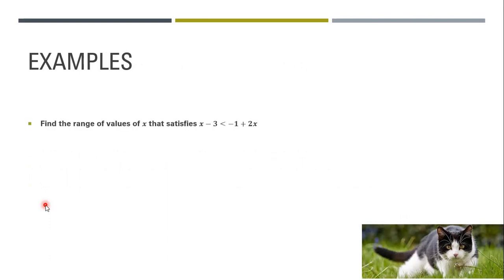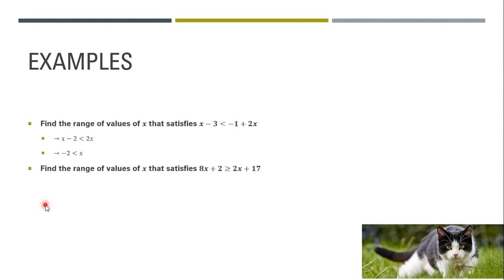Find the range of values of x that satisfies x minus 3 is less than minus 1 plus 2x. So, if we add 1 to both sides, you end up with x minus 2 is less than 2x. And then minus x on both sides, and you get minus 2 is less than x. So you can see from that, adding, subtracting by positive or negative number does not change the sign.